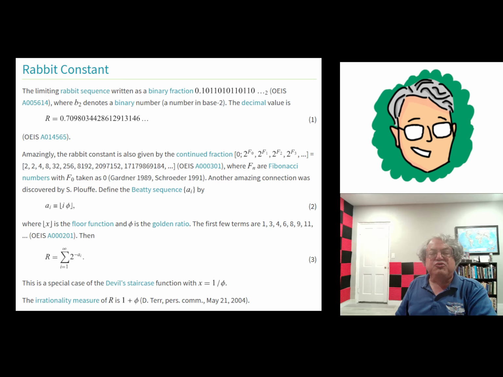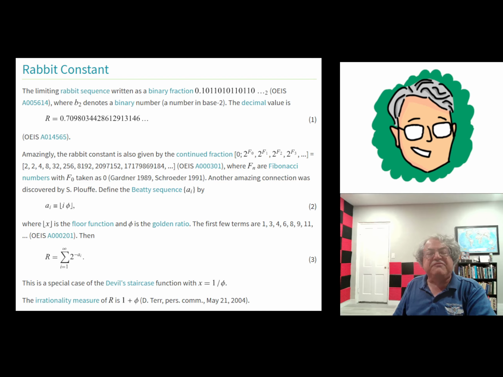The first coefficient is 0. All that's saying is that R is less than 1. It's a positive number between 0 and 1. And then every following continued fraction coefficient is 2 to the power f sub k, where these f are Fibonacci numbers. So the one after the 0 is 2 to the f sub 0. Then you have 2 to the f sub 1, 2 to the f sub 2, 2 to the f sub 3, where f sub k is the kth Fibonacci number. Pretty amazing that it has that form.